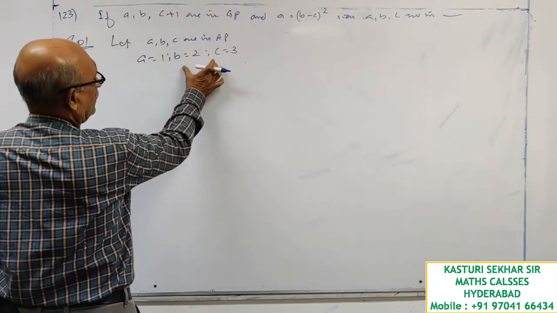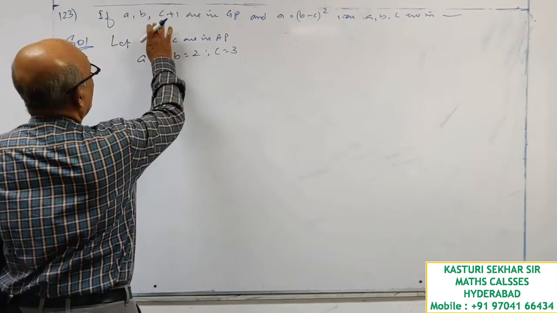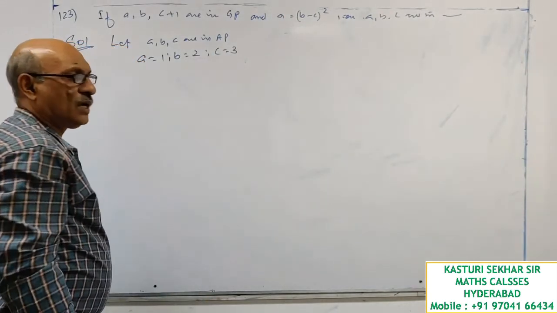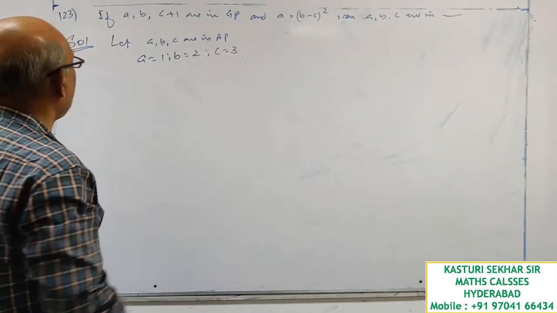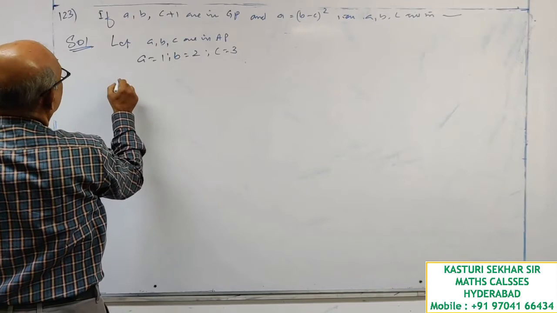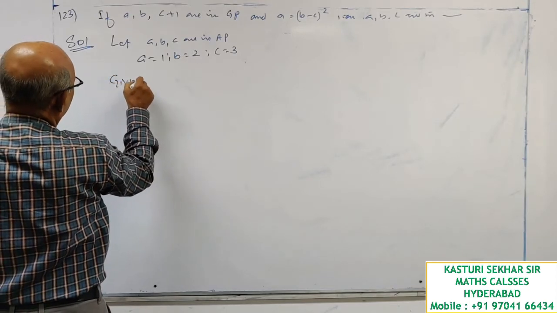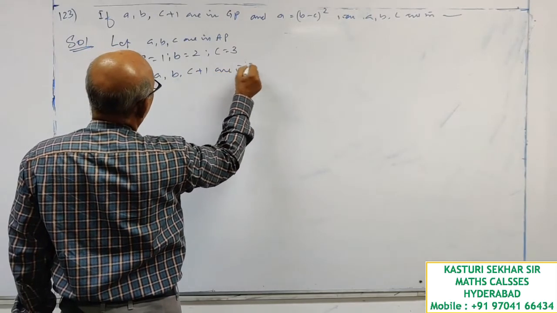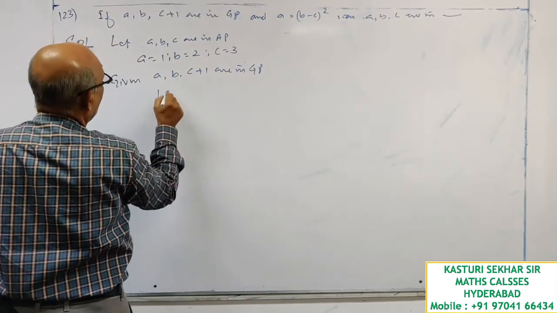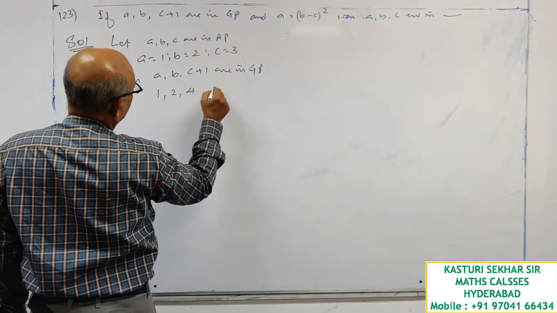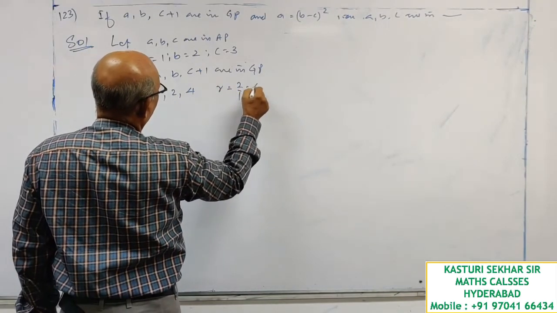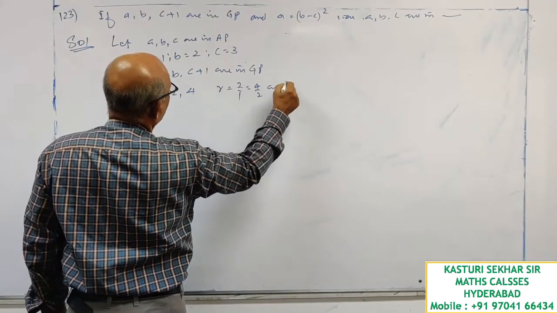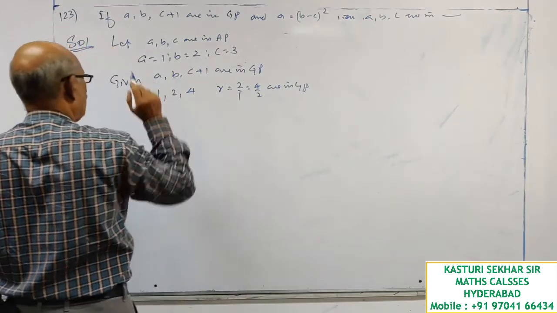Now with this assumption, if these two conditions are true, then I can say A, B, C are in AP. Now given A, B, C plus 1 are in geometric progression: 1, 2, 4, common ratio 2 by 1 is 4 by 2, are in GP. This is satisfied.